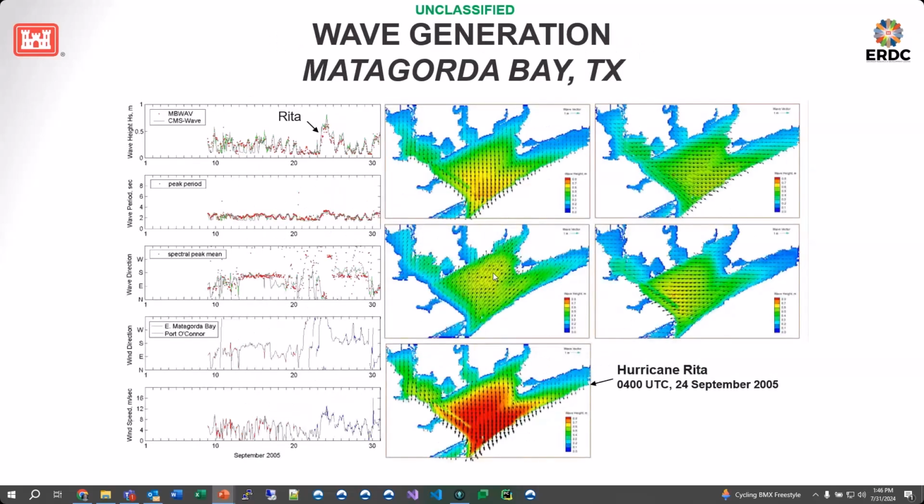So this is one case I showed the other day where we're running Hurricane Rita over a grid here at Galveston or Matagorda Bay. And as the hurricane comes in, you can see that the winds and the waves are changing directions. And that's just how we're able to implement those wind-based changes to what's going on with the forcing.